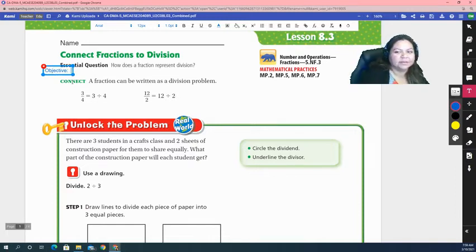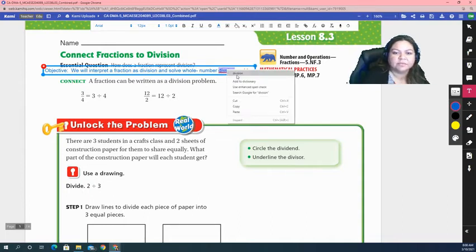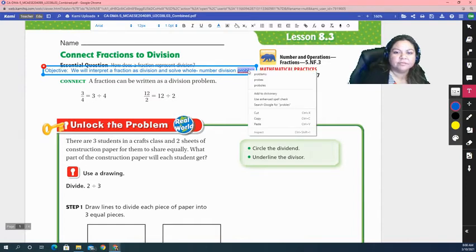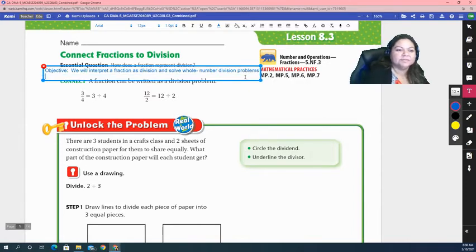The objective is a little long, but the objective of this lesson is that we will interpret a fraction as division and solve whole number division problems that result in a fraction or mixed number. And I did not write this right.